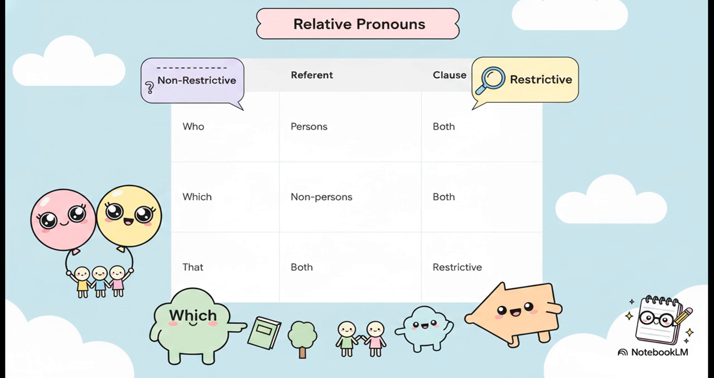It's really interesting to notice how a word like that is super versatile for both people and things, but it is strictly locked into restrictive clauses only.